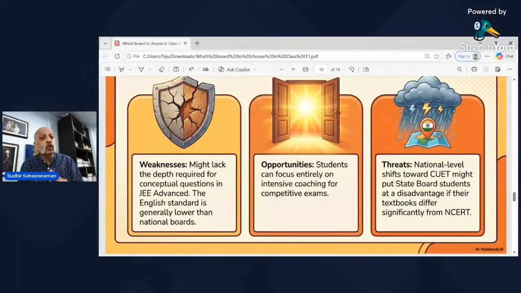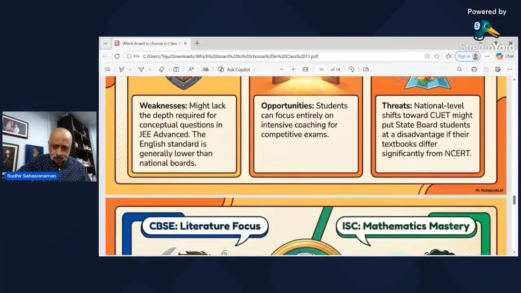If you're planning to give CUET, you would be at a disadvantage because your textbooks at the state board level will be very different from the NCERT books. Though I know that there are some state boards which are planning to shift to NCERT over a period of time, it may not happen immediately. Like Maharashtra, I read that it is planning to do the same, but that will again take a few years.